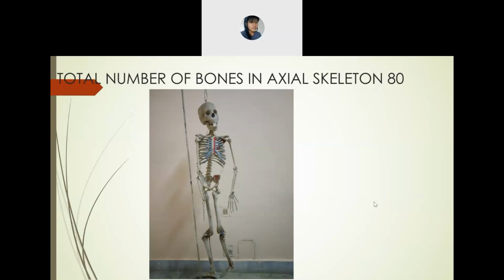Next question goes to Binam. Binam, am I audible? Yes, ma'am. Okay, Binam, can you please tell me, appendicular skeleton consists of what? Appendicular skeleton.